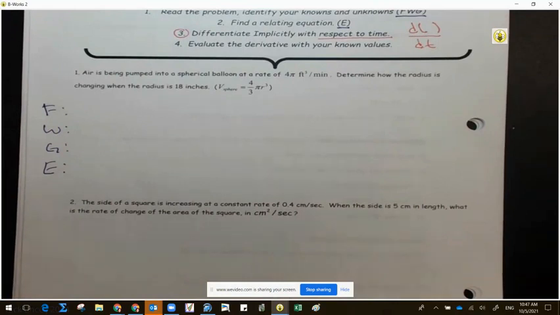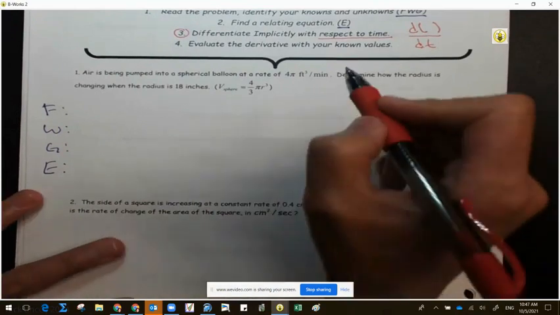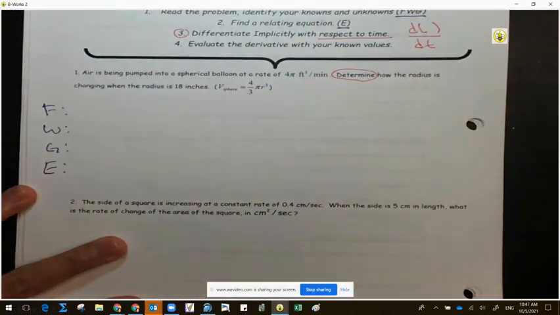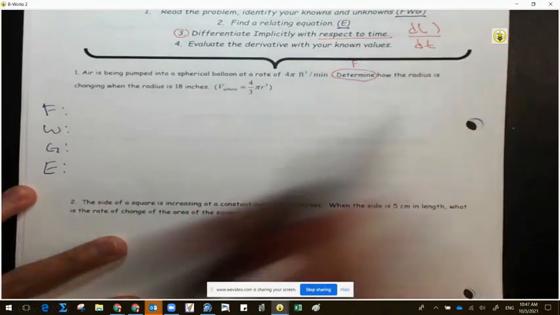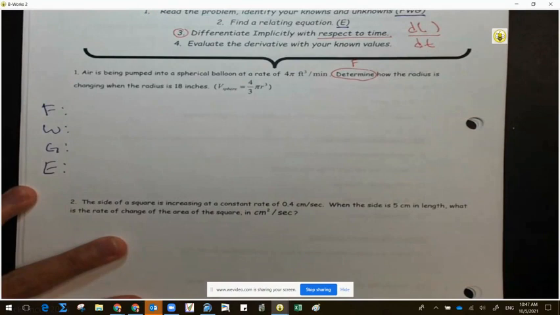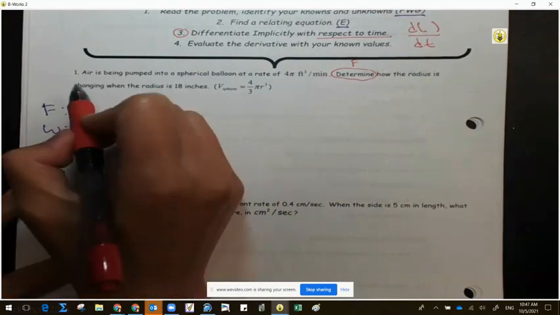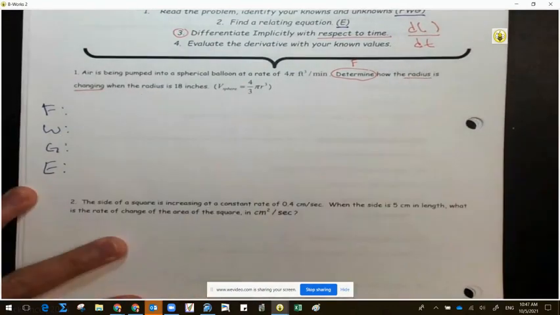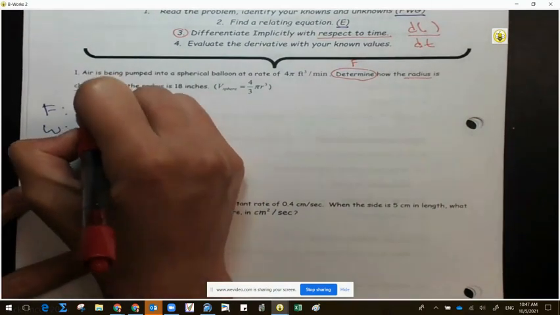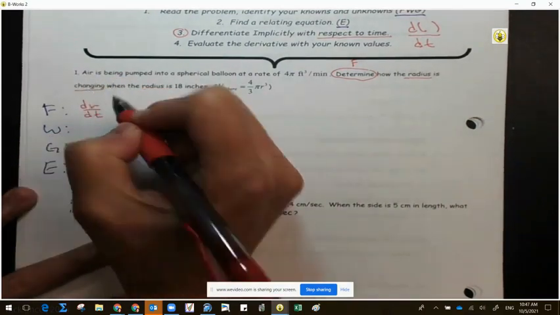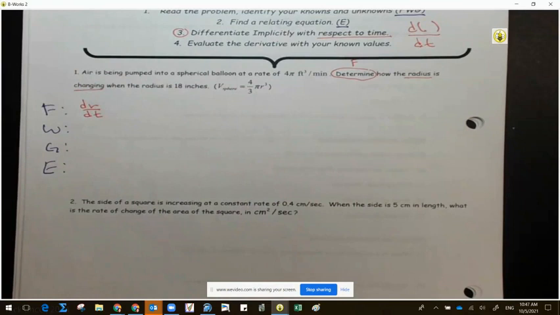So find or determine or what or how. Do I see that word right here? Determine. That's going to be my F piece. What is changing? So we are going to write out dr, as in radius, over dt. And again, all word problems are over dt.